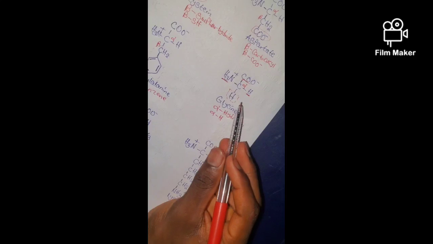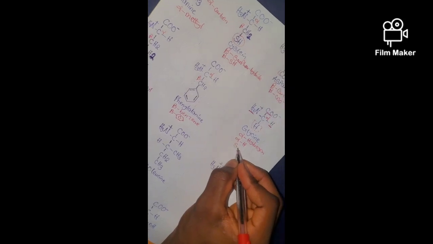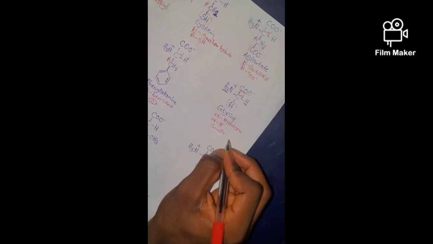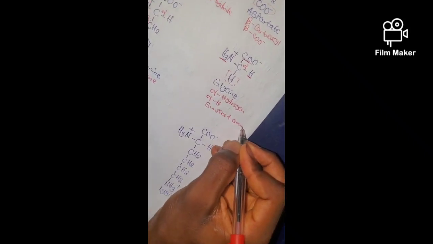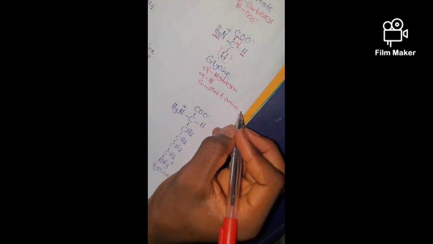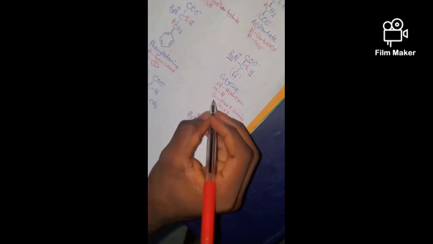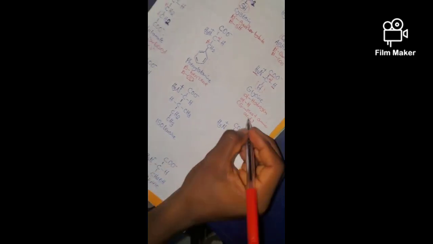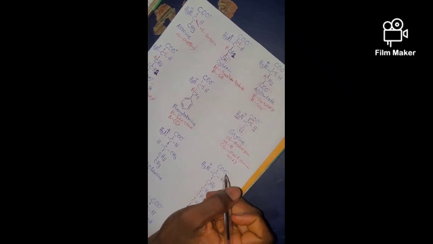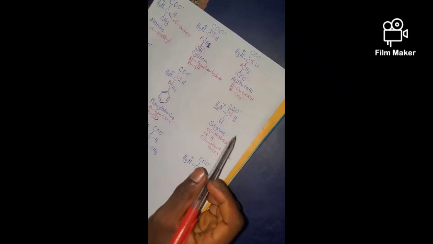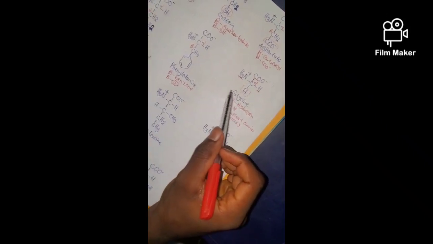So this is just the structure of glycine, and as a matter of fact, it is the simplest amino acid. You should take note of that. It is an objective question. It might decide to ask you the simplest amino acid. To name the simplest amino acid, it is glycine.